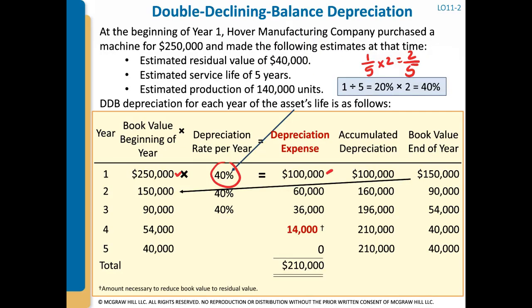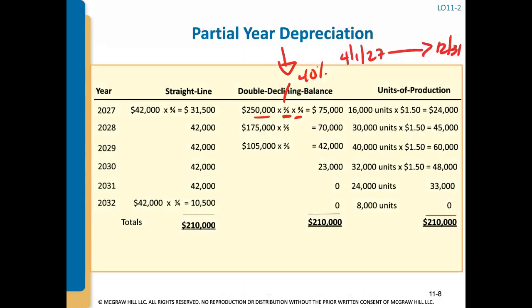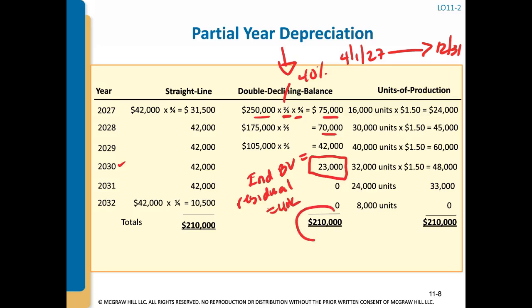Now, in year 2, because this is double declining, you're going to go through a table like this. When you go through it using this depreciation expense for year 1, you're going to end up finishing your depreciation in 2030, in year 4, because at that point your ending book value is going to equal the residual value, which at that point you have to stop depreciating. And so again, we just get total depreciation expense of 210,000.